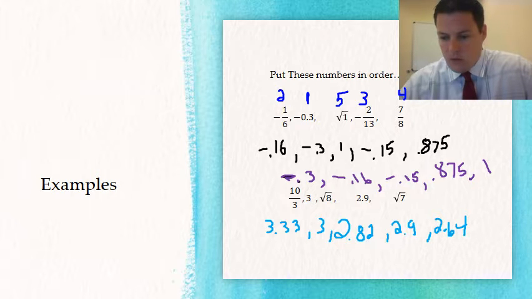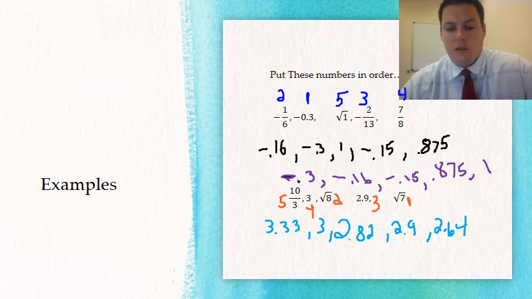So if I'm going to order them, I don't have any negative numbers here. The smallest number is going to be the square root of 7. So that's number 1. The square root of 8 is the second smallest. That's number 2. 2.9 is 3. 3 is 4th. And 10/3 is 5th. So that would be the order of the numbers.